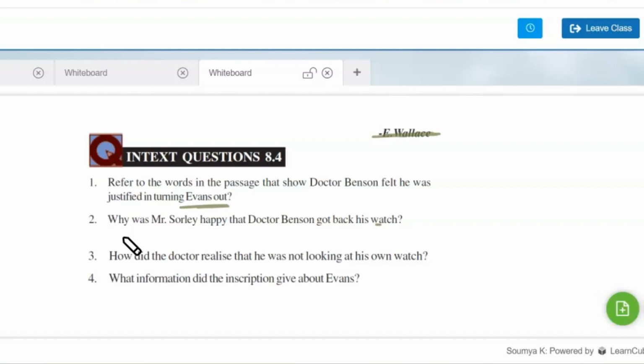What information did the inscription give about Evans? The information about Evans on the watch was that he was an ambulance driver, and he has done some kind of bravery to save somebody's life on the date November 3, 1943. So that information is recorded on the watch.